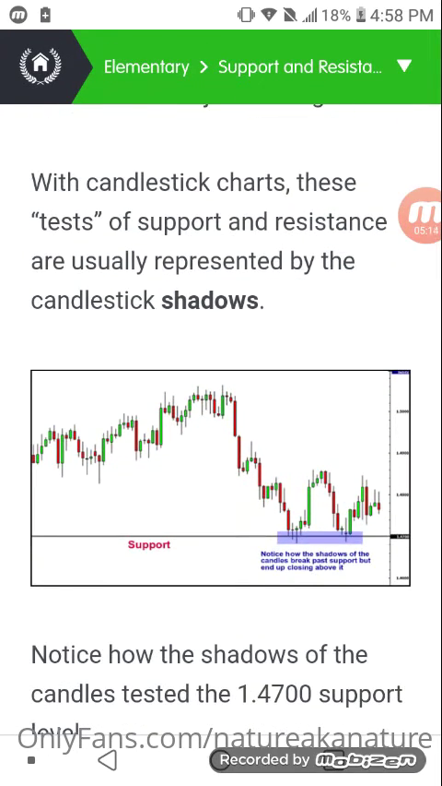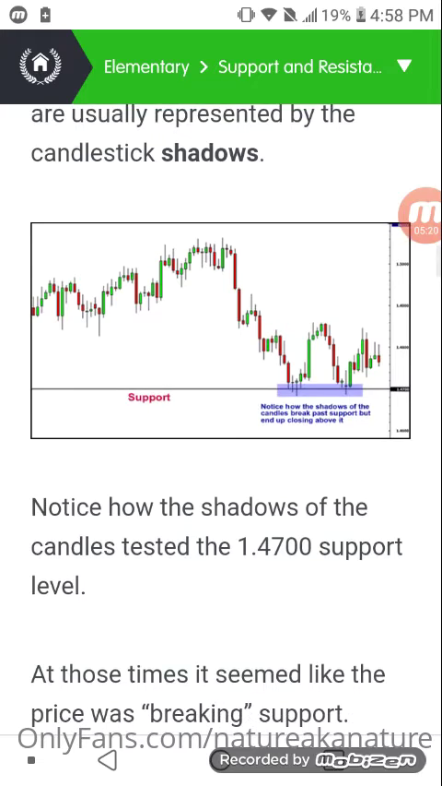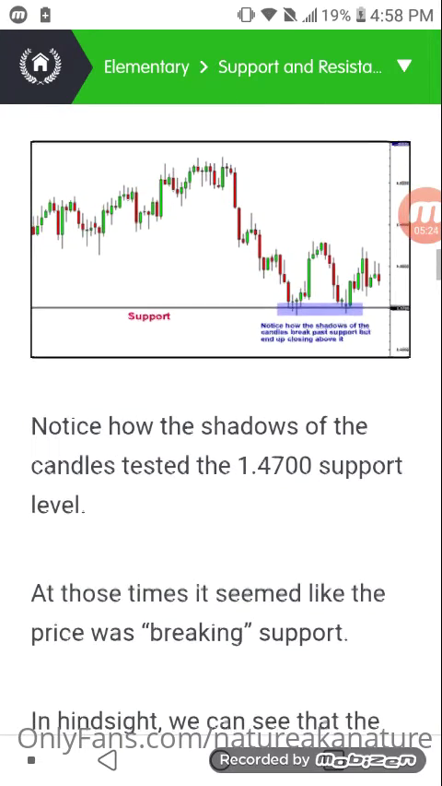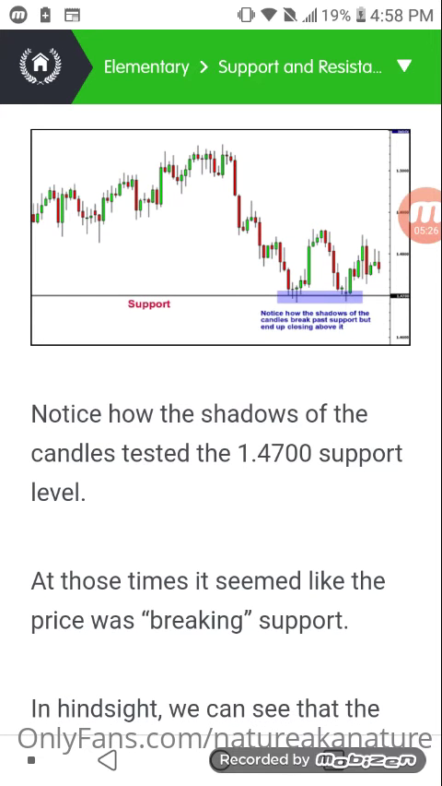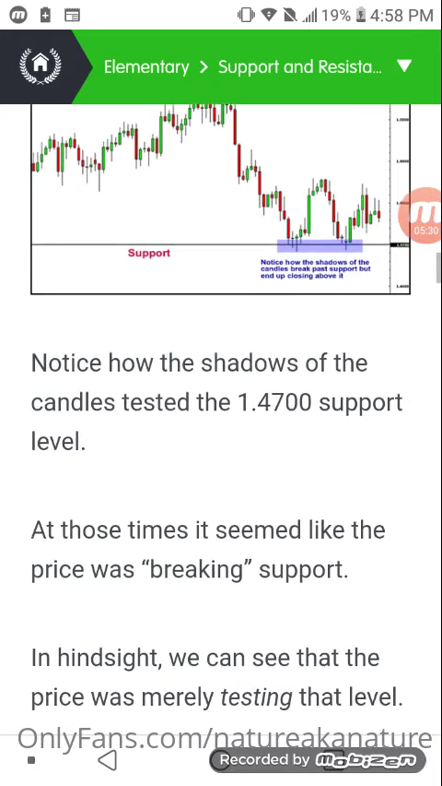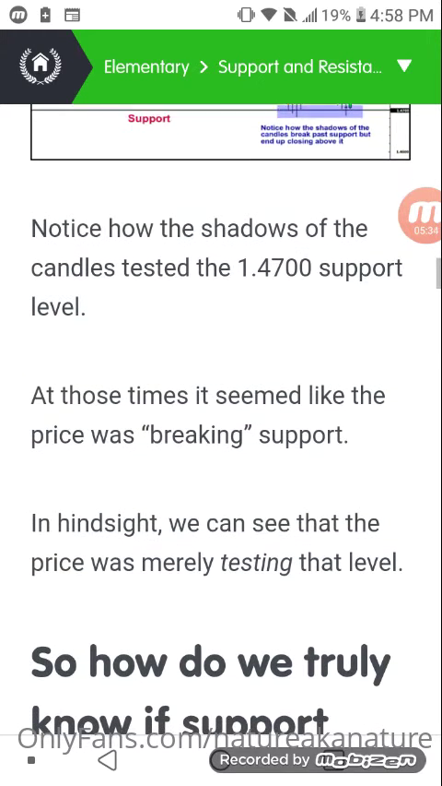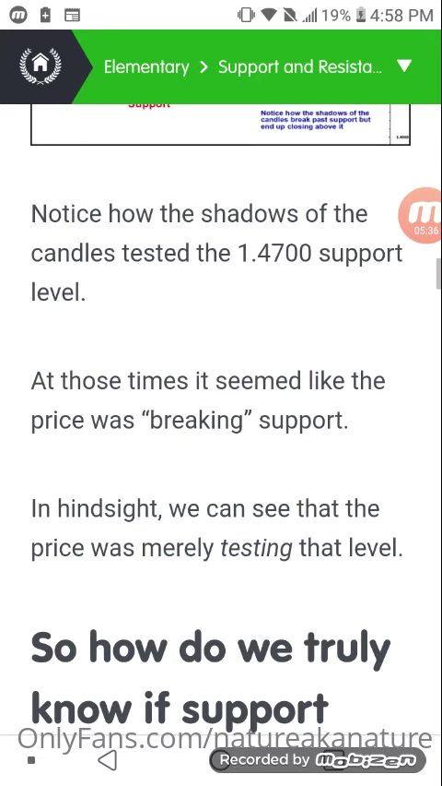With candlestick charts, these tests of support and resistance are usually represented as candlestick shadows. Notice how at the shadows of the candlestick, it tested the 1.470 support level. This is the support level, and it tested it a few times before heading back up. In hindsight, we can see that price was merely just testing that level.